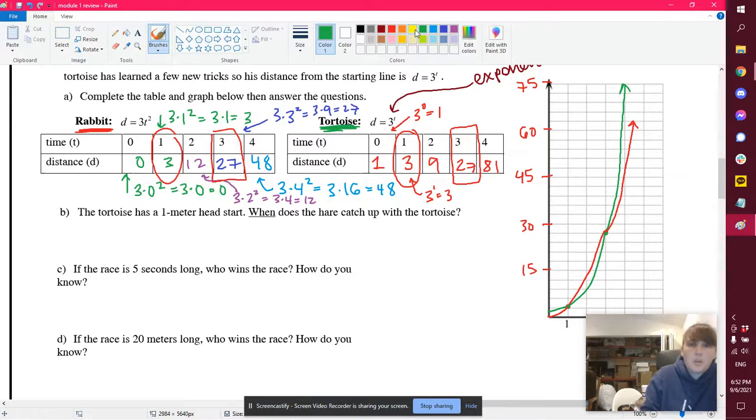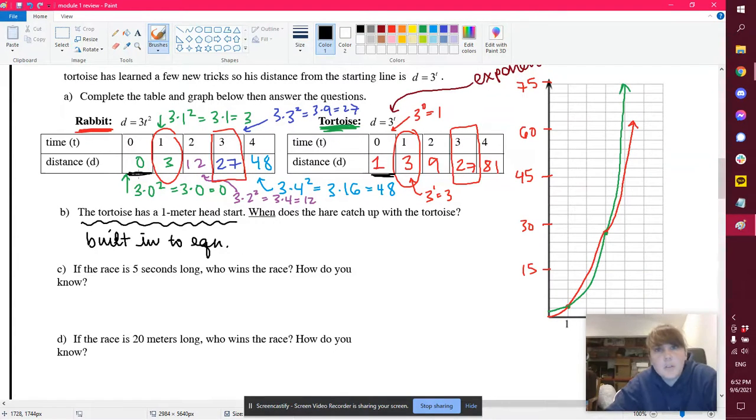Okay, the tortoise has a 1 meter head start. This is confusing to a lot of y'all. This is built into the equation. Because if we actually just plug in time equals 0, the tortoise starts at 1. At the very beginning of the race, when 0 seconds have started, the tortoise is already at 1. So we don't have to add 1 in anywhere or care about this at all because it's already built into the equation.